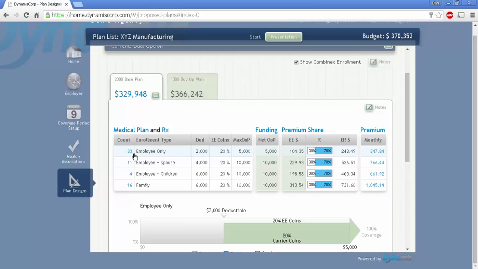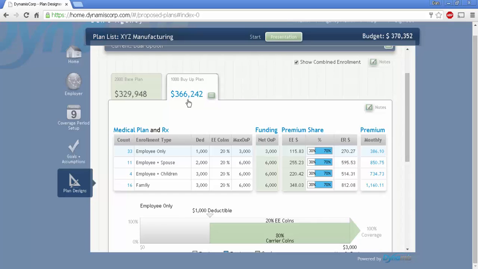So what's happened is it's taken the singles, all of the singles from each one of the plan designs in the group and put it here. So it's taking all the enrollment from all the plans and putting it in the 2000 base plan. So it's really showing us that if everyone took the 2000 base plan, our employer cost would be $329,948. All right. On the same token, if everybody took the 1000 buy-up plan, the employer cost would be $366,242.